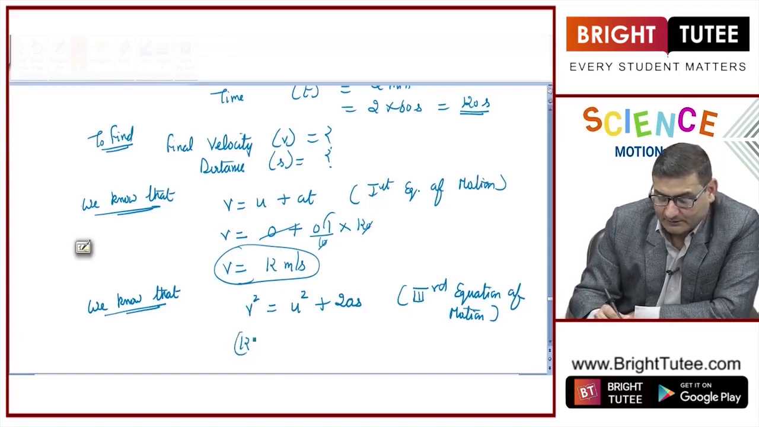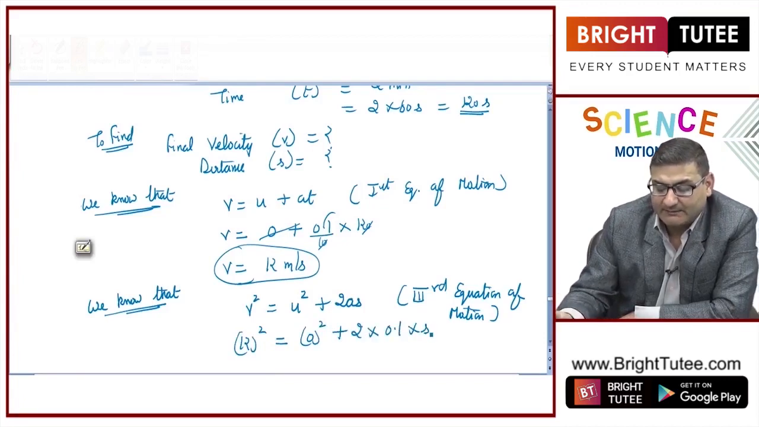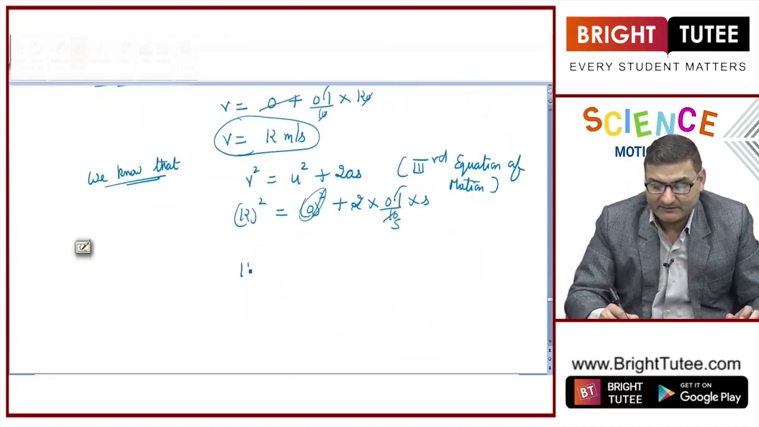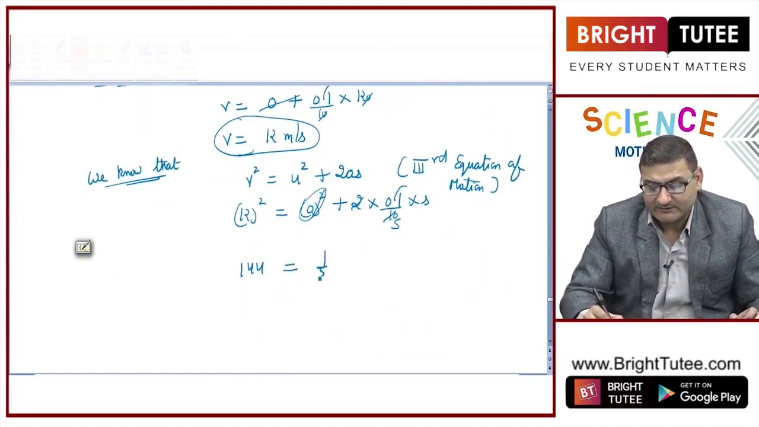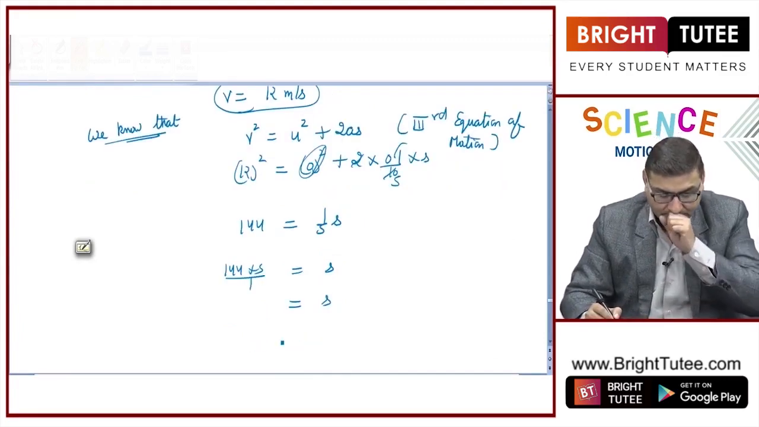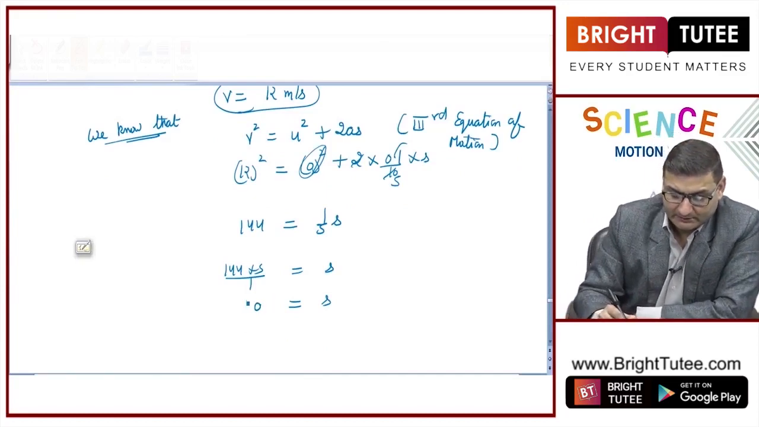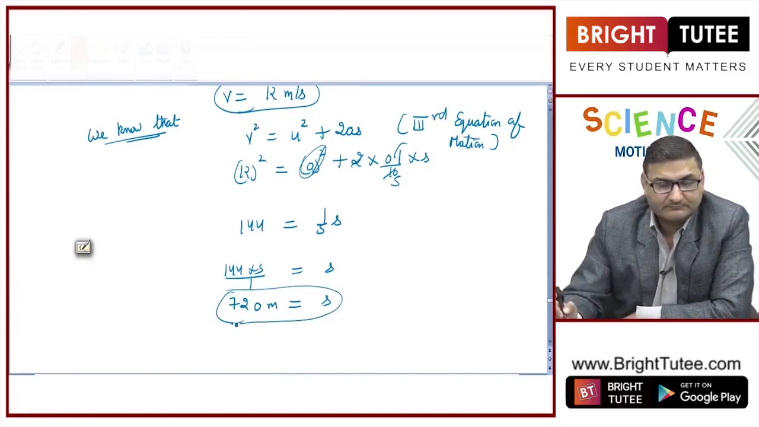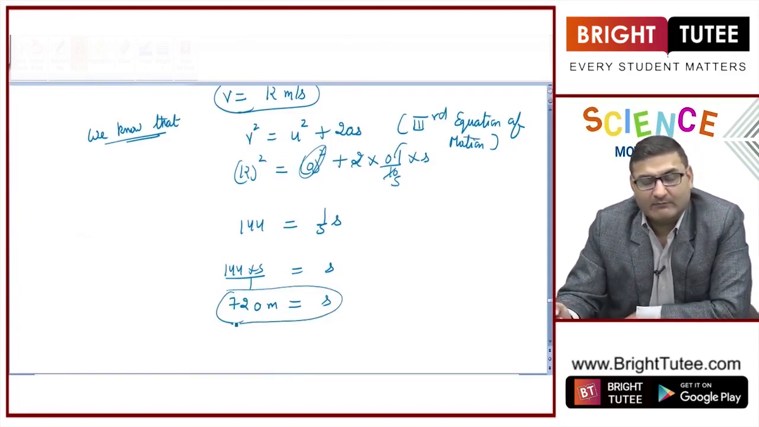v we have just found out to be 12, we will keep the square, u is given to be 0, plus 2 into a, which is 0.1, multiplied by s. So, removing the decimal, the 0 becomes insignificant, this 12 square becomes 144, is equal to 1 by 5 s. Cross multiplying, I will get 144 into 5 by 1, so s or the distance travelled comes out to be 720, SI unit is meters. So, this is my distance travelled.